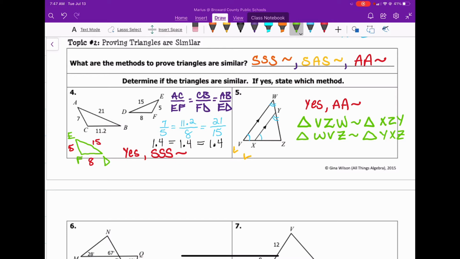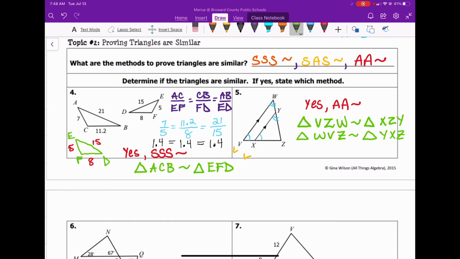The same thing for number 4. For number 4, we could say triangle ACB is similar to triangle EFD. And like I said, if you write it differently, if you start at a different point, like say you start at B, then in the other triangle, when you name it, you would have to start at D.